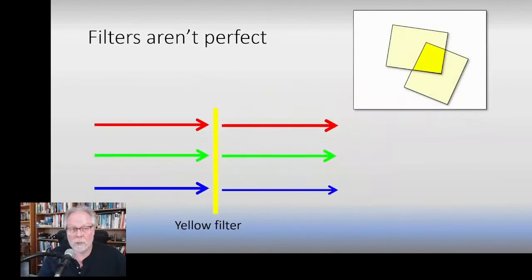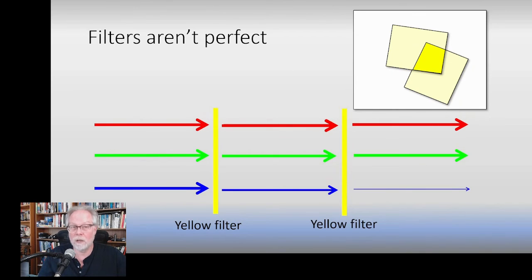The simple explanation is that filters are not perfect. Although we would like our yellow filter to take out all of the blue light, there's still some blue light left. It attenuates it, it does not eliminate it. So if I pass the light through 2 layers of that yellow filter, I get considerably less blue. So there is a change in color.